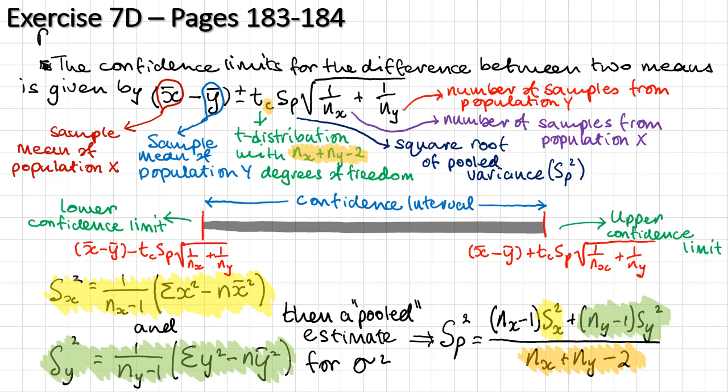So you should now be able to do exercise 70 on pages 183 to 184 of the textbook.